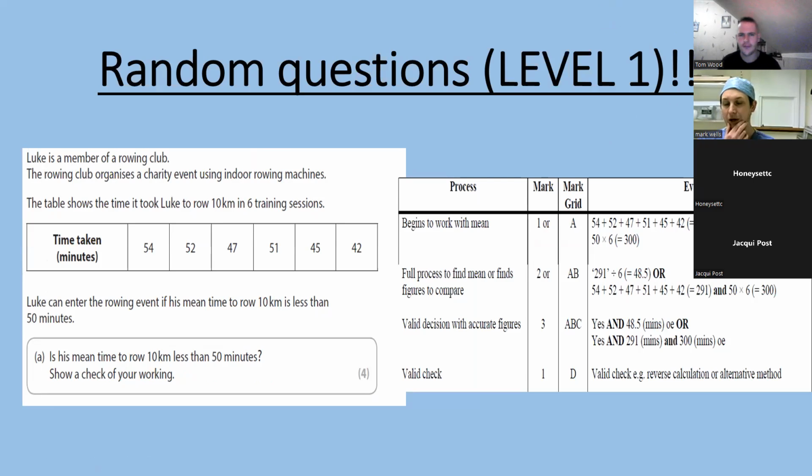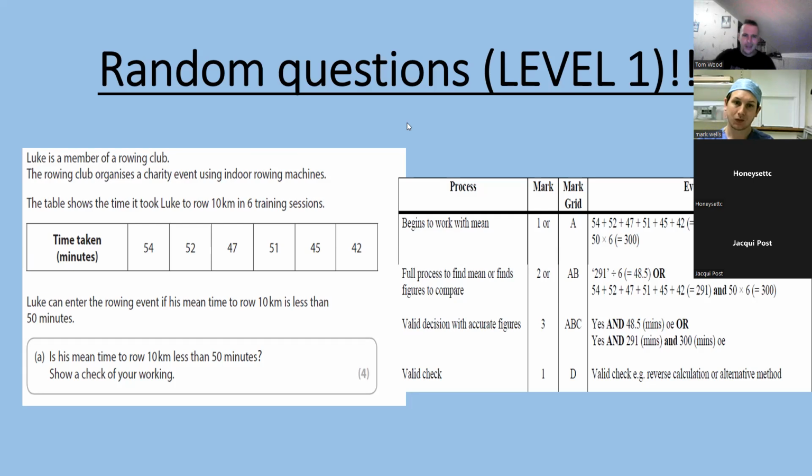It's an interesting one. I think you would get the marks because there's an infinite amount of numbers. For you to just randomly pull out 48.5, you've obviously worked it out. There's no other way that you'd get to that answer. And they are nice. They do tend to give you the marks where they can. The wording of the question can help a little bit as well. So there it just says, is his mean time to row 10 kilometers less than 50? If you were to say, yes, it's 48.5, you'll get all of the marks there.